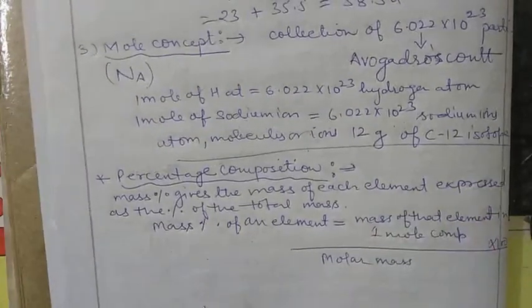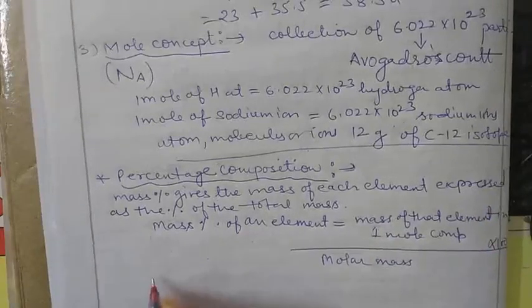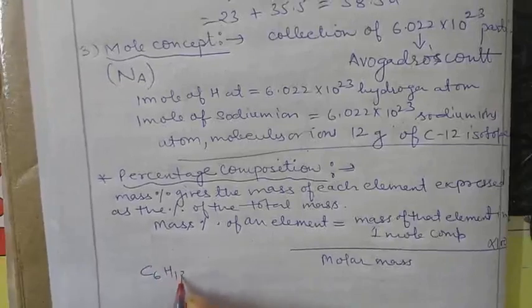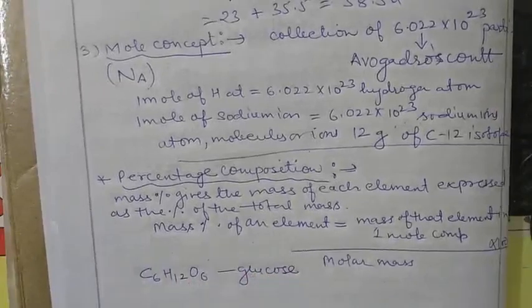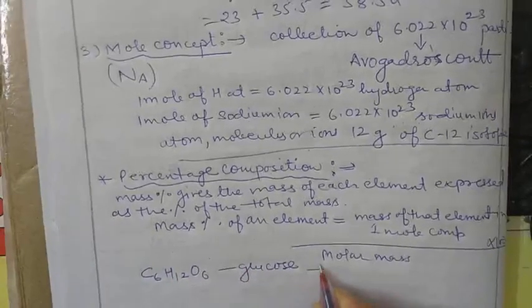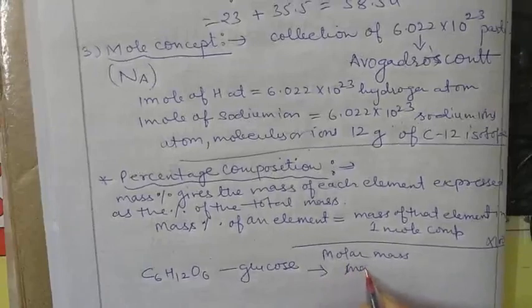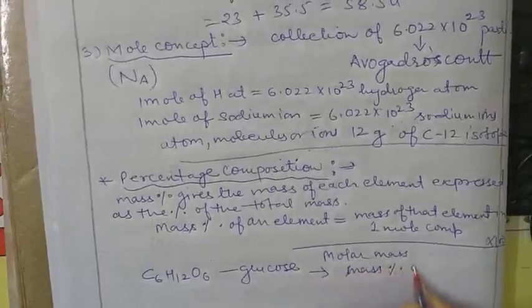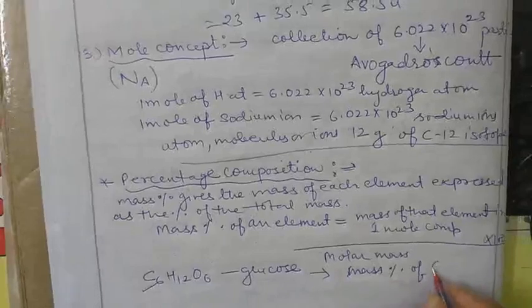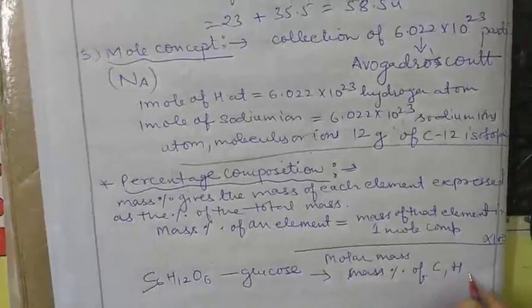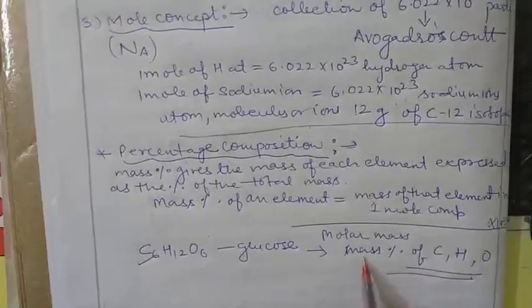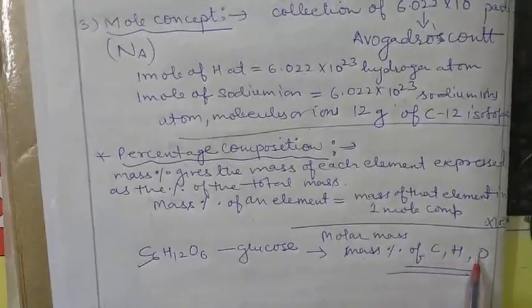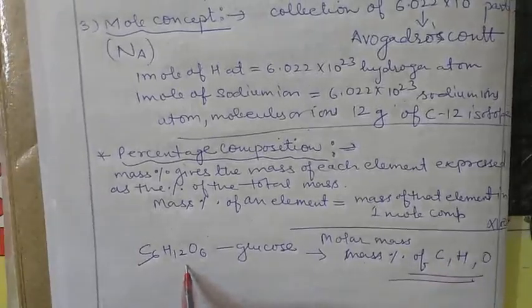Okay, so for example, you have glucose, C6H12O6. This is the formula of glucose. Clear? Now your task is to find out the mass percentage of carbon, hydrogen and oxygen. This is the question: how to calculate the mass percentage of carbon, hydrogen and oxygen, and the given sample is glucose.